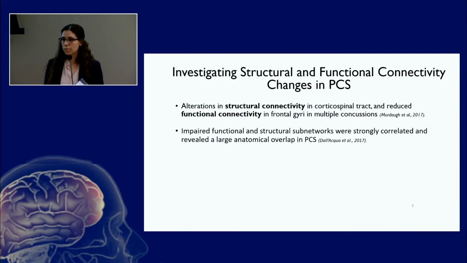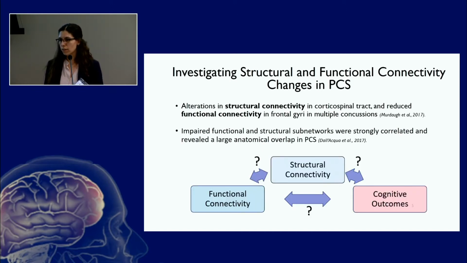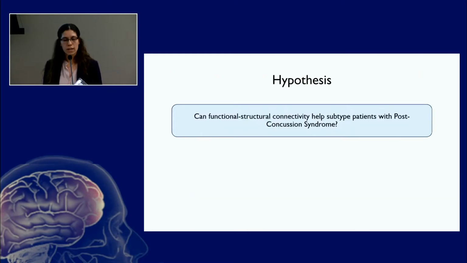There are also really few papers that actually looked at the structure and function at the same time, but there's this huge gap in the literature of how the structure and the function relate to the cognitive outcomes. And so this is what we are actually researching. So our hypothesis is, can we actually look at the structural and the functional changes in the post-concussion patients, and can we actually subtype patients just based on these changes?